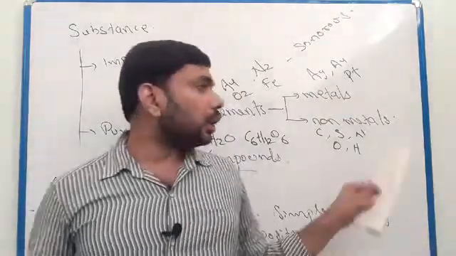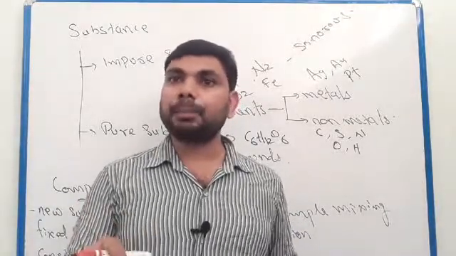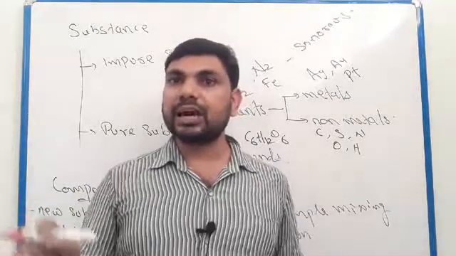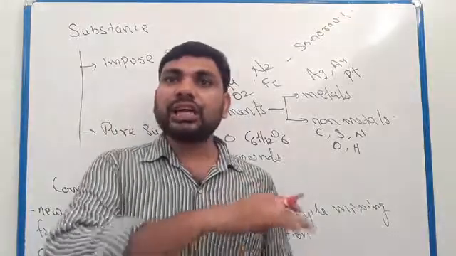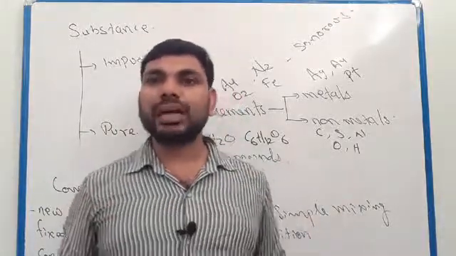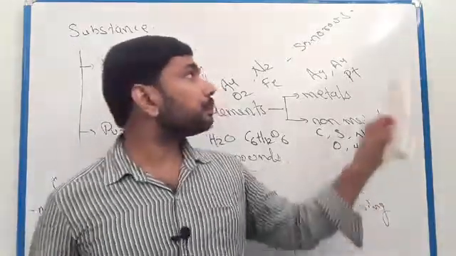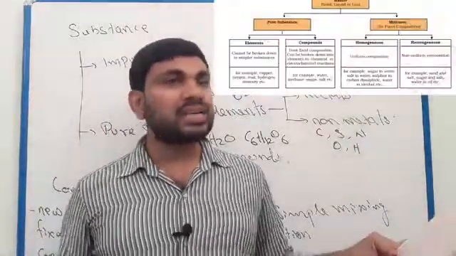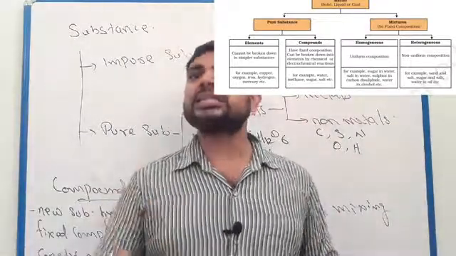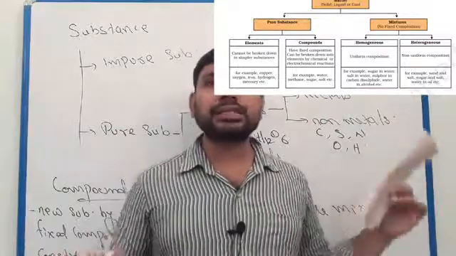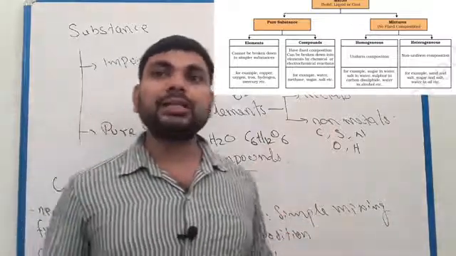But generally, non-metals are poor conductors of electricity and heat, except carbon. Carbon, graphite, is a good conductor of electricity. But except carbon, generally other non-metals are poor conductors of electricity. They are dull, they are not shiny, they do not produce sound, they are not sonorous. These are the general properties of metals and non-metals. We will study more details about this later. So here you just understand a few properties of metals and non-metals.